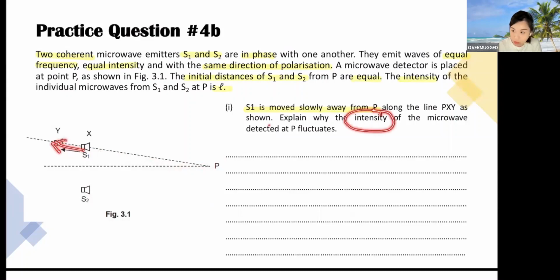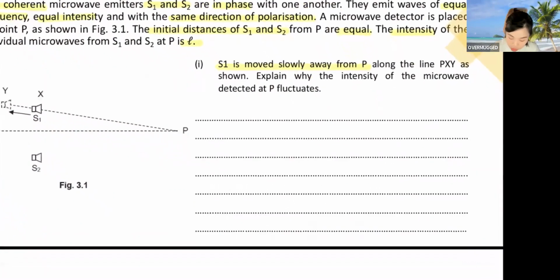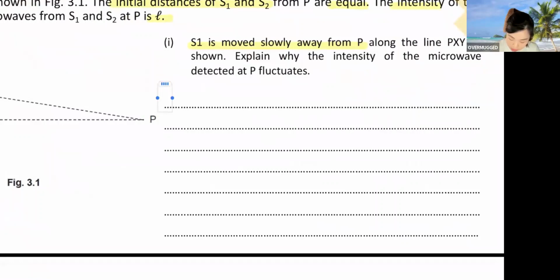How does the intensity of the microwave detected at P change? So, you know that this is a superposition question together with an interference question. Okay? So, as such, you will need to actually marry these two concepts together. Now, obviously, as your S1 moves to the back, the path difference between S1 and S2 is going to be different already because initially they are equal. Now one side is going to be longer than the other. Okay, so your intensity of the microwave will start to change accordingly. Now, how do we do that? How do we explain this?